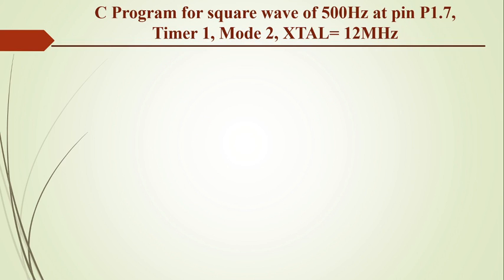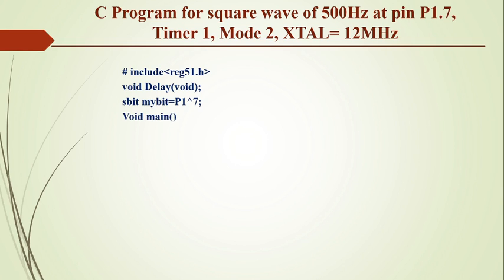C program for the square wave. So again our first instruction is include reg51.h. We are loading the header file. Then here we are defining the delay function. Now we are defining bit 7 of port 1 with the variable name mybit using data type sbit. So here is the main program.